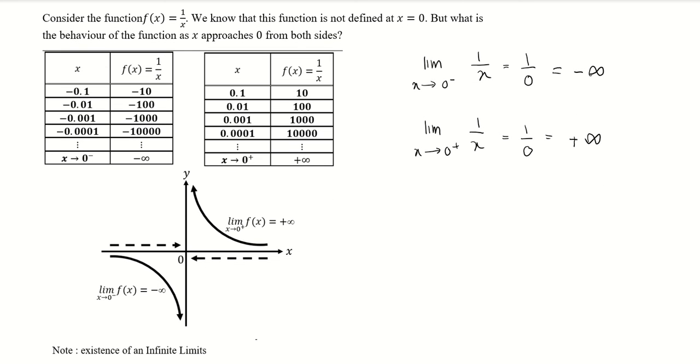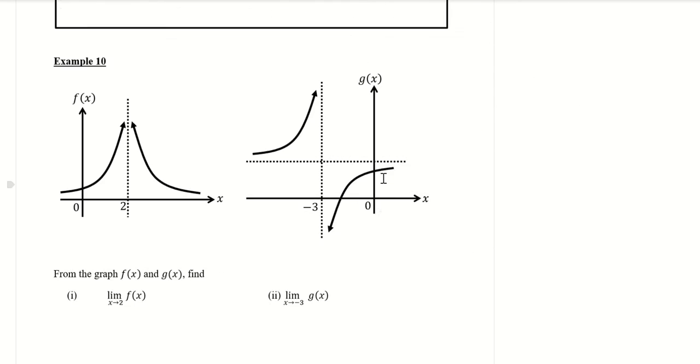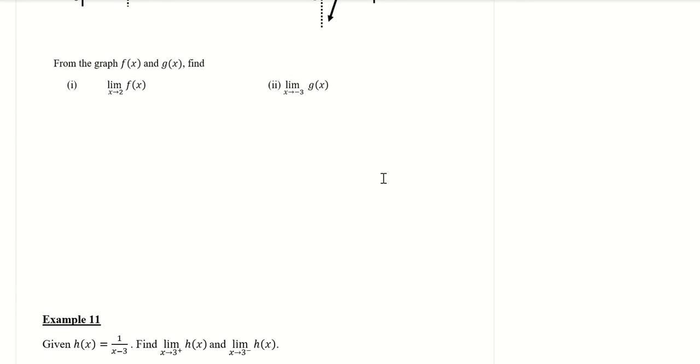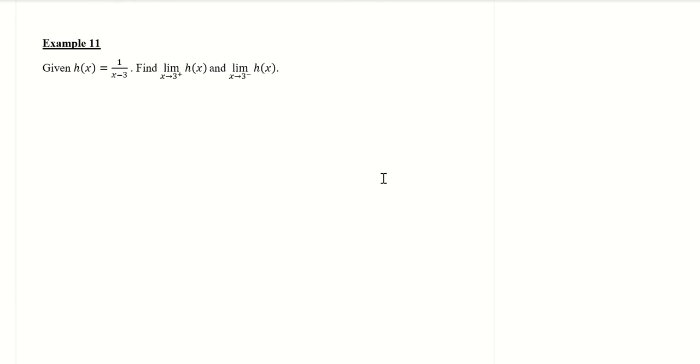So in general, if we find the limit as x approaches a and, when we substitute, we get something over 0, this is infinity. It might be positive or negative infinity. Alright, so I'm going to look at some examples here. We discuss example 11.